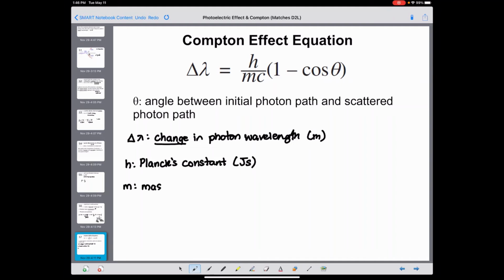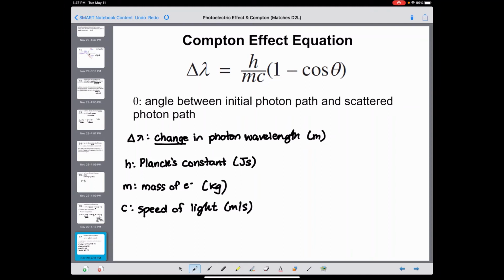M is the mass of an electron, and that's in kilograms. C is the speed of light in meters per second, and then that's everything that we need to actually use this formula. Sometimes you might be asked where this formula comes from.